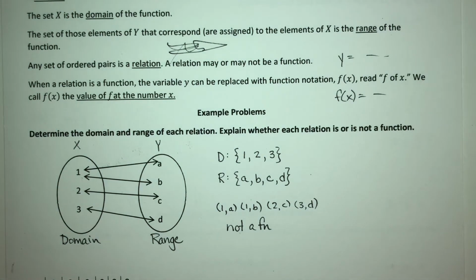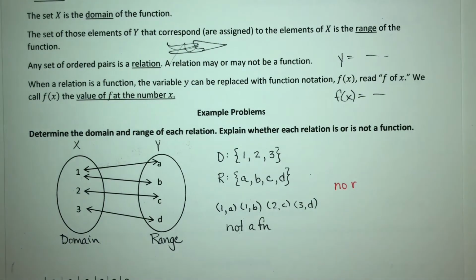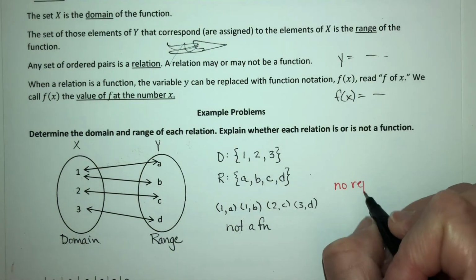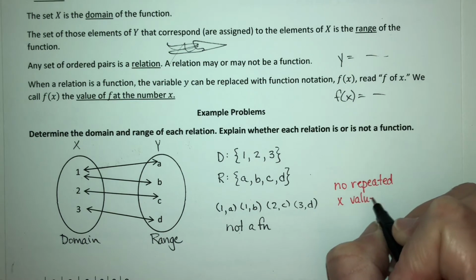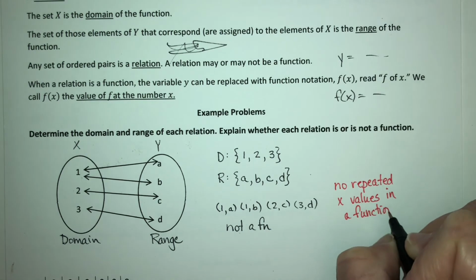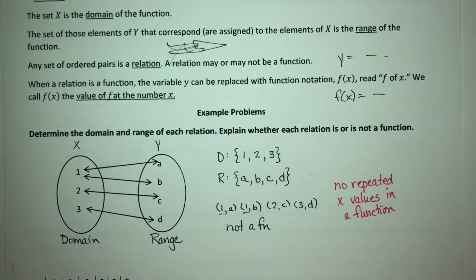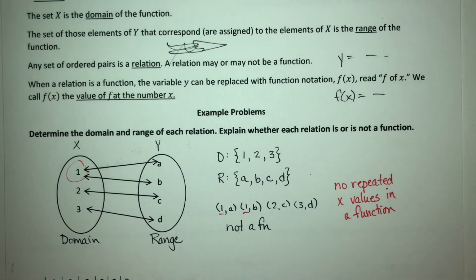And FN is a common abbreviation for function. Now, another way of thinking about this is we cannot have repeated x values. So since we have a repeated x value here and here, it's not a function. If you're just looking at it here, this x value goes to more than 1, and that's what's not allowed. Now you can have a repeated y value, just no repeated x values.